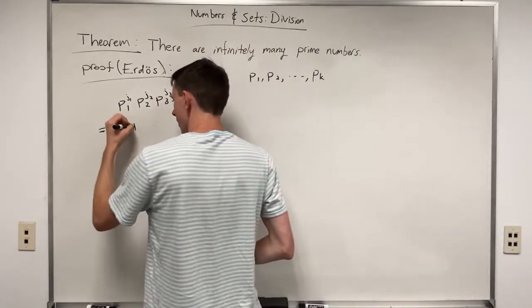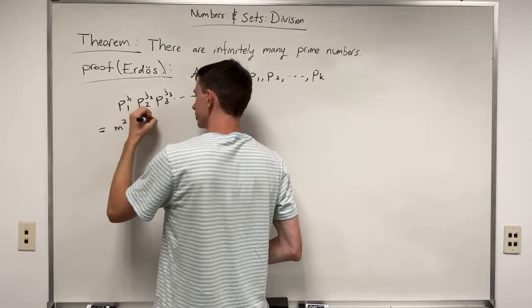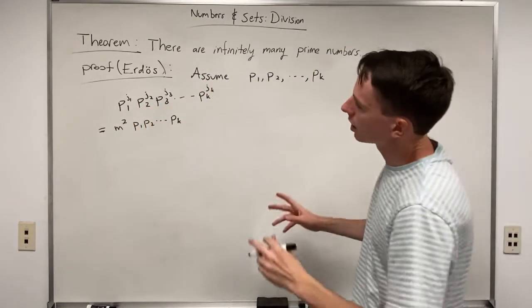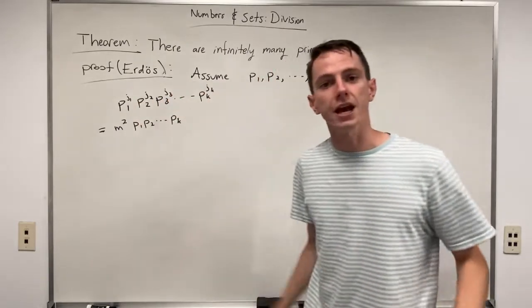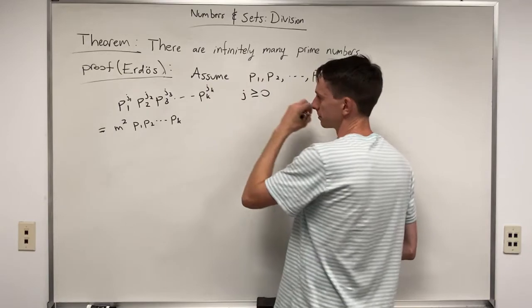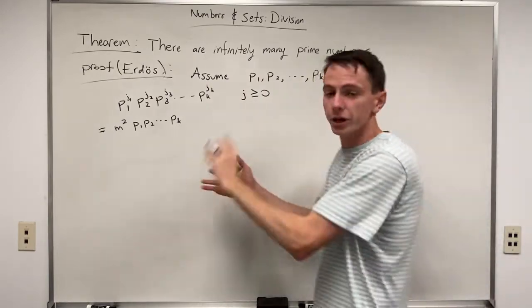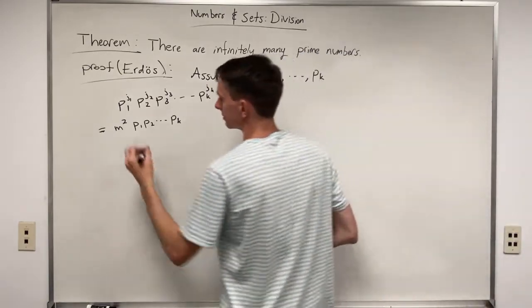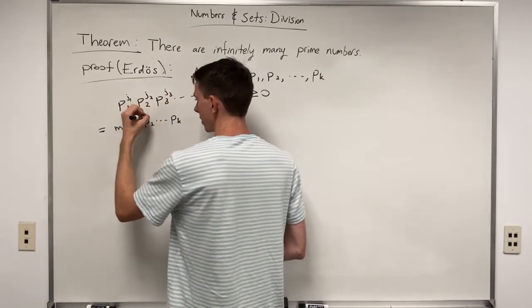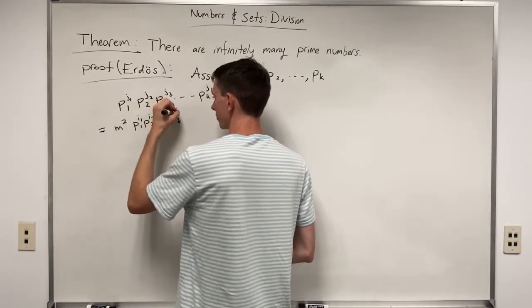And then we're still going to have our primes, so p1, p2, all the way through pk. But this time, now they're not going to be raised to the various j exponents, where I should say that j is greater than or equal to zero. But instead, they're going to be raised to some new set of exponents, and maybe I'll call them the i's. So this is i sub 1, i sub 2, all the way through i sub k.